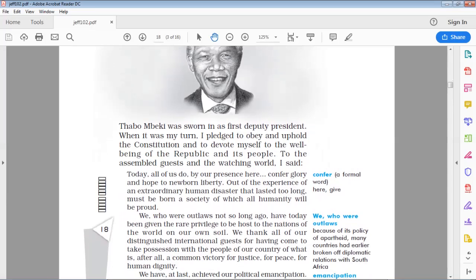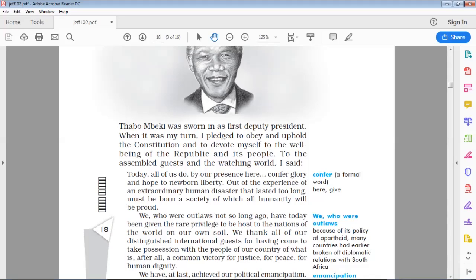He says, when it was my turn to take the pledge, I pledged to obey and uphold the Constitution and to devote myself to the well-being of the Republic and its people, to the assembled guests and the watching world. So he took a pledge to obey and uphold the Constitution and devote himself to the well-being of the people of his country. He took this pledge in the ceremony. And the assembled guests were all watching, listening to what he was saying in his speech and what he was about to say.